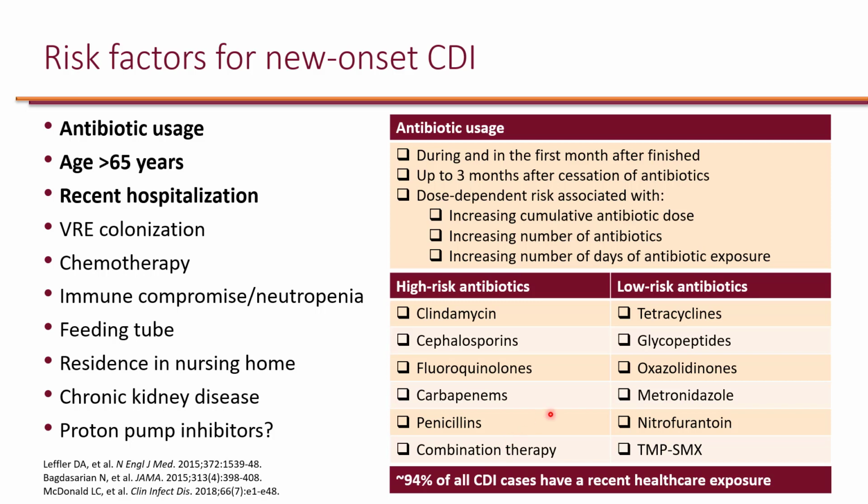Now, at the same time, there are certain antibiotics that have low risk of C. diff infection. And at the top of the list is tetracycline. Specifically, doxycycline has been shown to have very low risk of C. diff infection. And some studies have even suggested that doxycycline might protect from getting C. diff infection. Other antibiotics with low risk include glycopeptides, oxazolidinones such as linezolid, metronidazole, nitrofurantoin, and trimethoprim sulfamethoxazole or Bactrim.